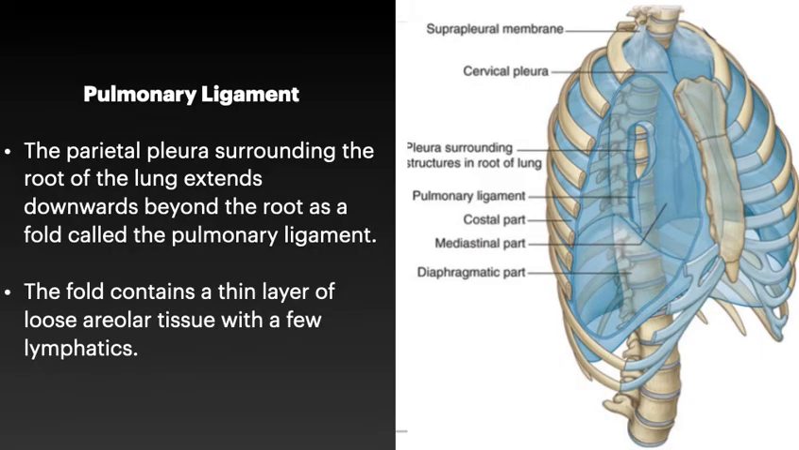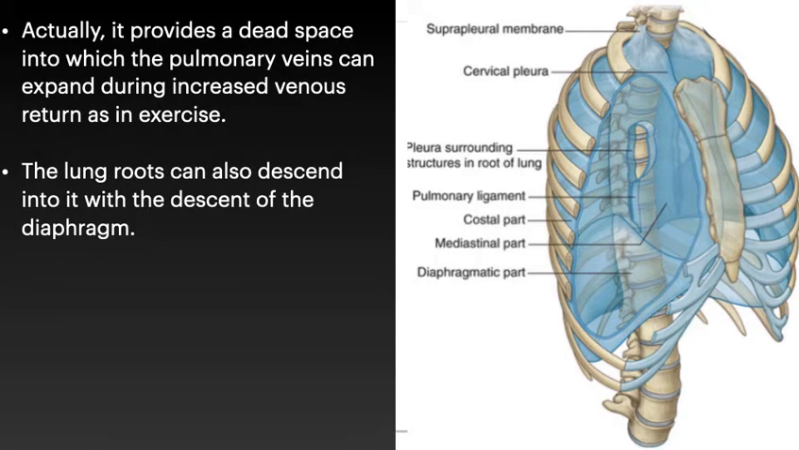Now coming to the pulmonary ligament. The parietal pleura surrounding the root of the lung extends downwards beyond the root as a fold called the pulmonary ligament. This fold contains a thin layer of loose areolar tissue with few lymphatics. It actually provides a dead space into which the pulmonary veins can expand during increased venous return, as in exercise. The lung roots can also descend into it with the descent of the diaphragm.